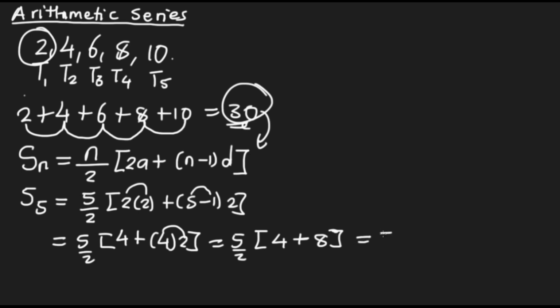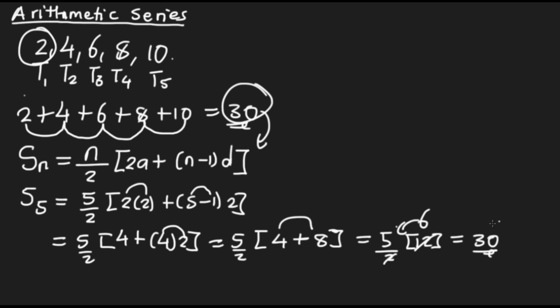So let's find the sum of the two numbers inside. 4 plus 8 will give us 12. Then we can say 2 into 2 is 1. 2 into 12 will give us 6. If we multiply 6 and 5, we get 30. So this is how you can find the sum of the given numbers.